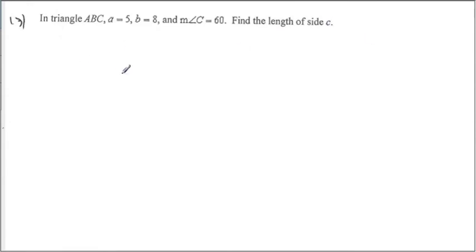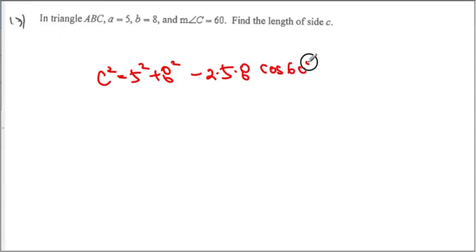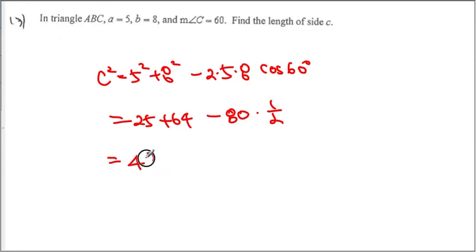Same idea, so we have c squared must be equal to 5 squared plus 8 squared minus 2 times 5 times 8 times cosine of 60 degrees. Cosine of 60 is once again equal to 1/2. So we have 25 plus 64 minus 80 times 1/2, which is 40. So then we end up getting 49 once again as c squared, so c becomes 7.